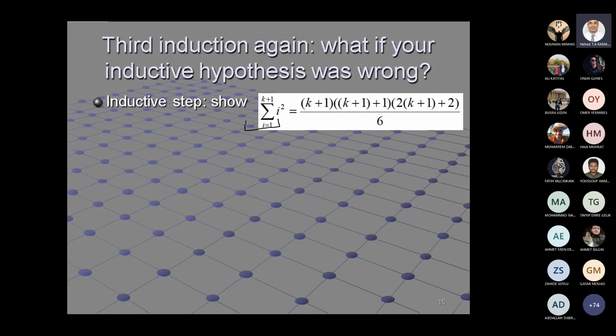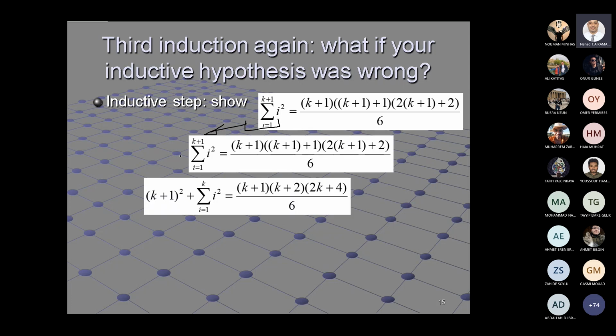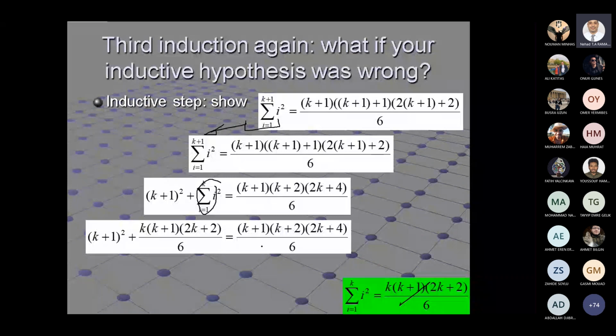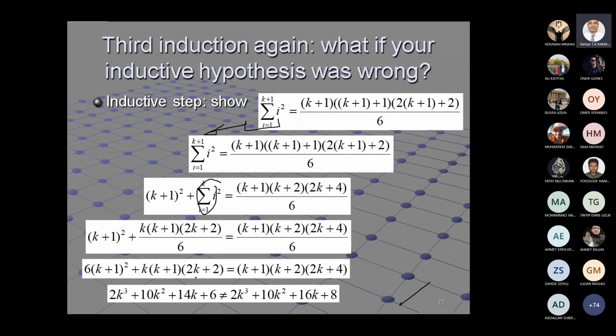As usual, we take the term for k plus 1 outside. Then we still have the summation from i to k, and we take it from the original one, from our assumption. So this is our assumption. We take it, and at the end, you will reach something like this. This is the left-hand side, and the right-hand side.